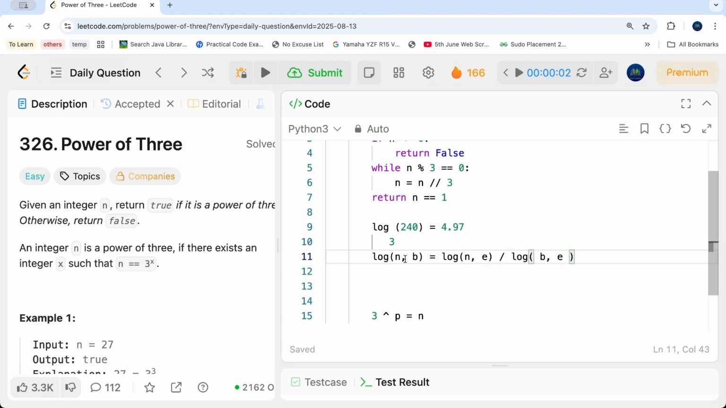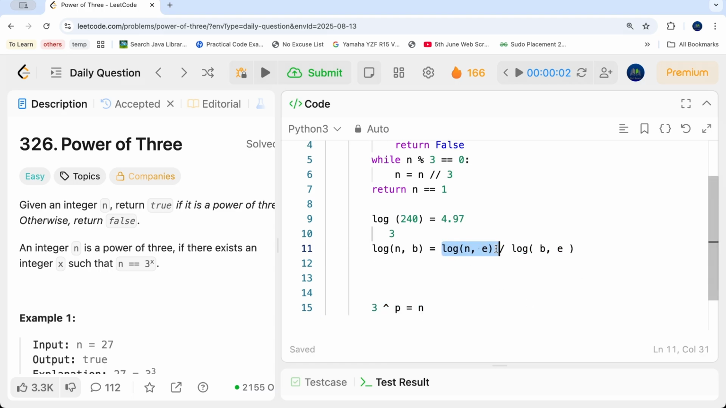That is, if you try to find out the log of n with the same base and log of b with the same base, and you divide these two numbers, basically you divide log of n with the base e divided by log of b with the base e, this will be equal to log of n with the base b. This is a mathematical formula. So if you do not have the direct functionality, but you have a functionality to find out the log of any number to a defined base, then what you can do is find the log of n with the base of e, then divide it by log of b with the base of e.